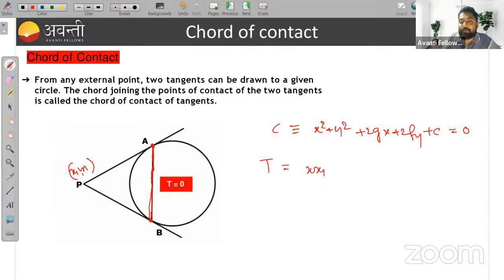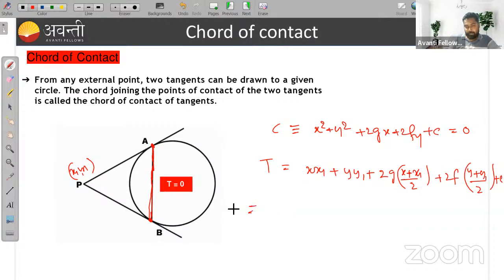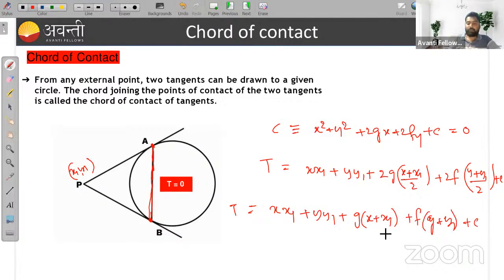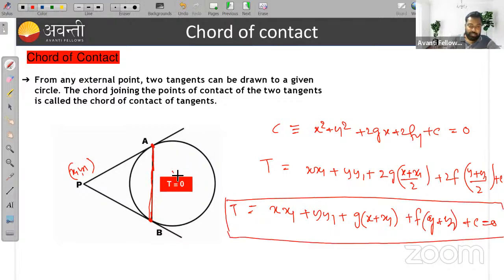That is xx1 plus, in place of y1, yy1 plus 2g into (x plus x1) by 2 plus 2 into f into (y plus y1) by 2 plus c is my T, right? Then after simplification, what does it become? xx1 plus yy1 plus g into (x plus x1) plus f into (y plus y1) plus c is equal to 0, which gives you the equation of chord of contact. That is T is equal to 0, the equation of chord of contact.